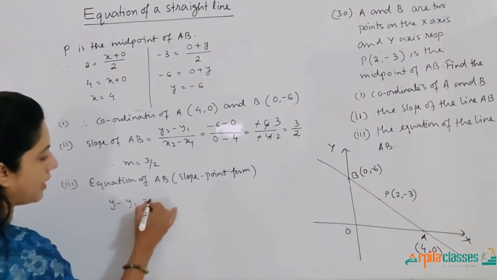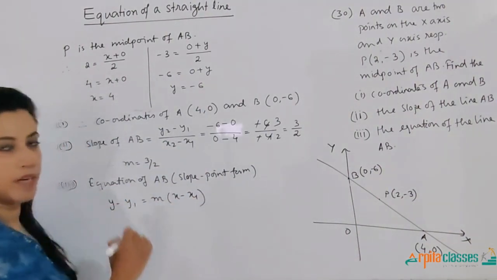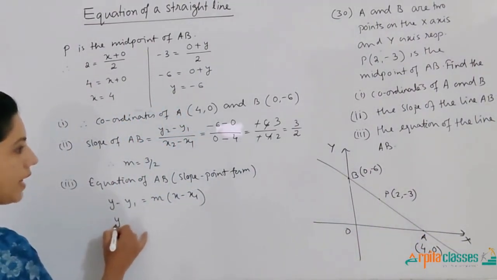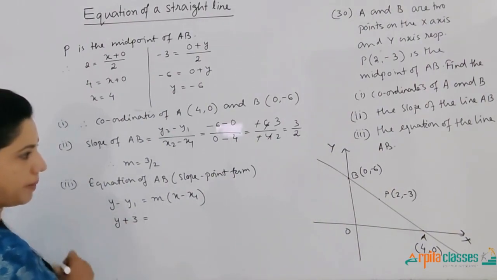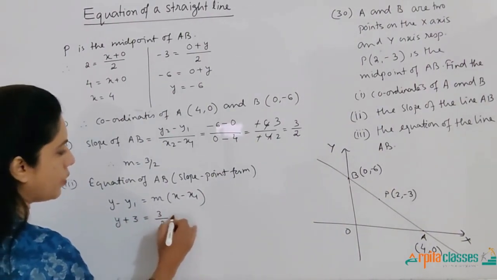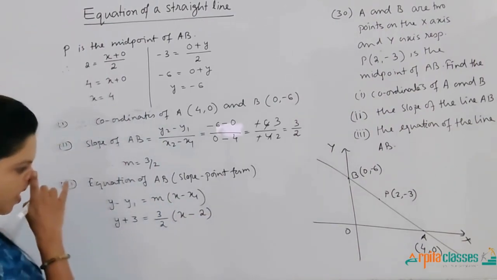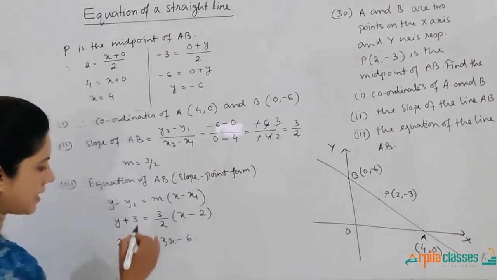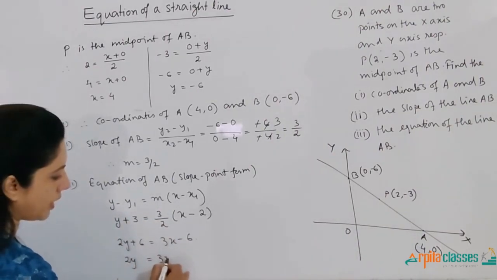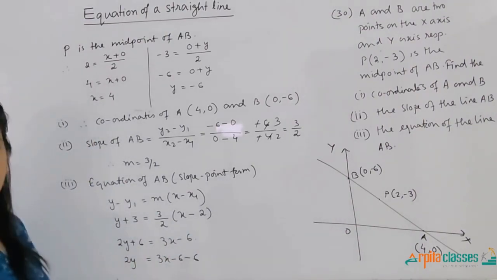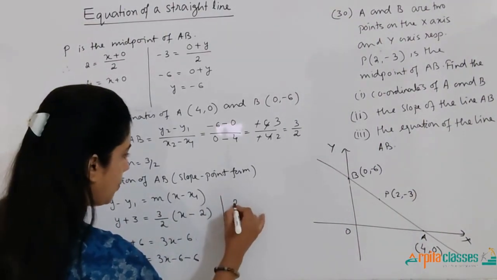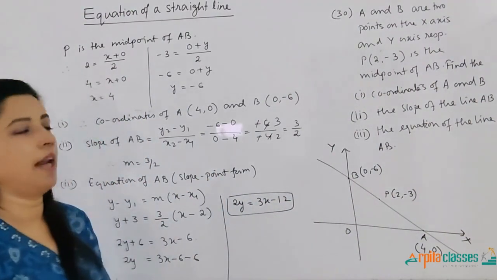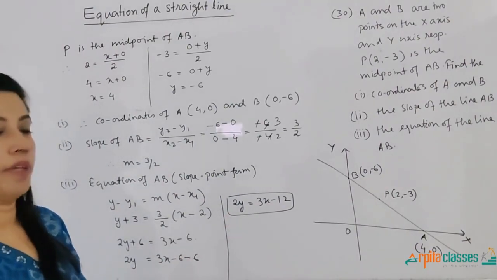y minus y1 is equal to m whole into (x minus x1). And I am considering my (x1, y1) as the P point now. So y minus y1, that's y plus 3, m is your 3 by 2, x minus x1, that is x minus 2. Multiply across, 2y plus 6 is equal to 3x minus 6. So 2y is equal to 3x minus 6 minus 6, so we get 2y is equal to 3x minus 12. So the equation of the line AB is 2y is equal to 3x minus 12.